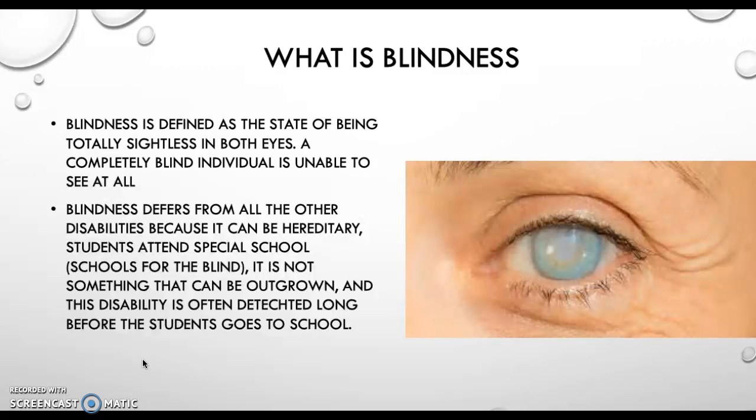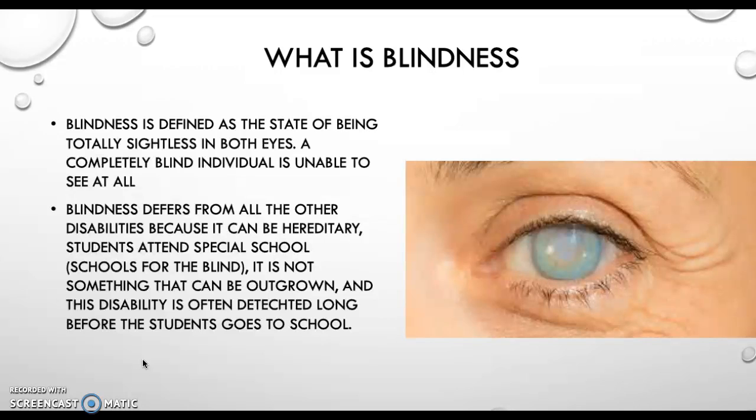What is blindness? Blindness is defined as a state of being totally sightless in both eyes. A completely blind individual is unable to see at all. Blindness differs from all of the other disabilities because it can be hereditary. It can be passed on genetically. It can be something that when the baby's in the womb, they just don't fully develop.